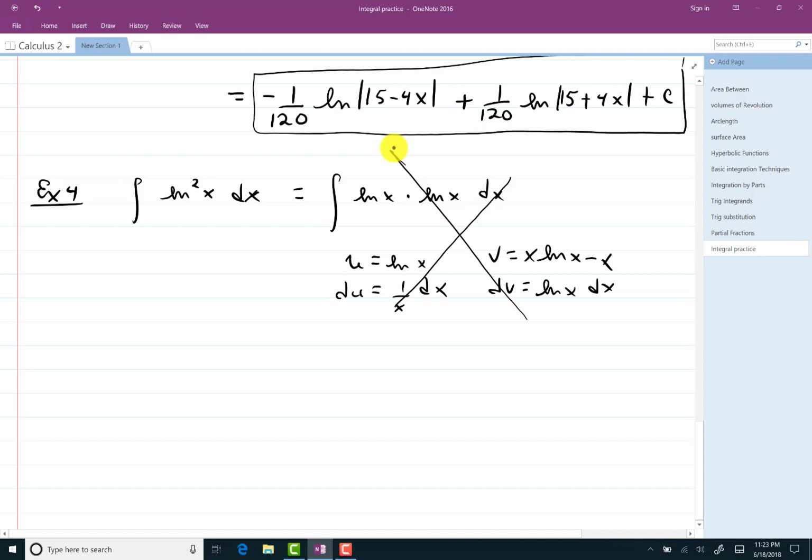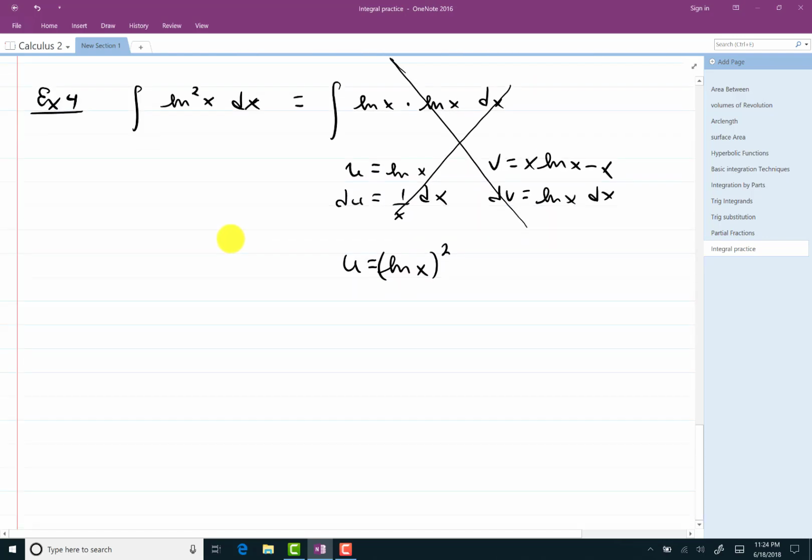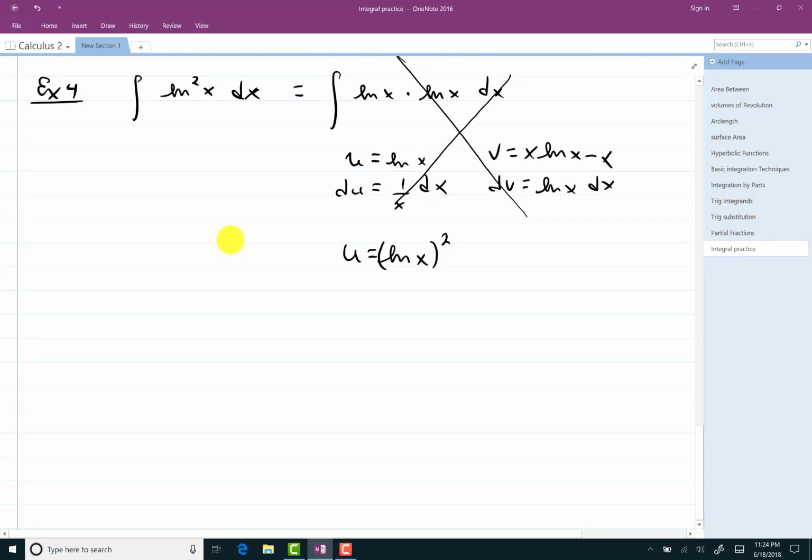So I'm not left with a lot of choices. I do not want dv to be the whole thing, because that's the integral I'm trying to solve. So I don't have much of a choice here. I'm going to have to let u equal ln squared of x. So I'm going to do integration by parts. U will equal ln of x. I put the square out here just to remind you to use a power rule and then the chain rule to get your du. So I have 2 ln x times 1 over x dx.